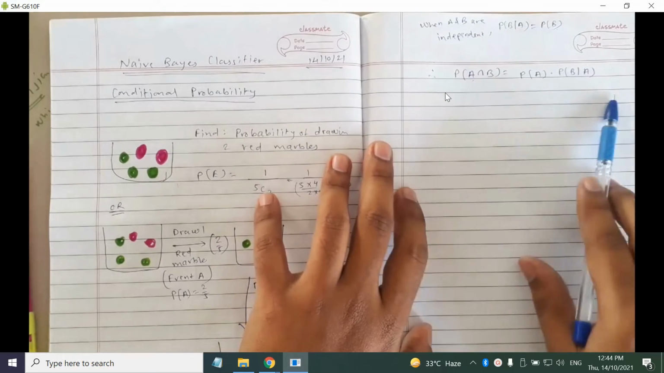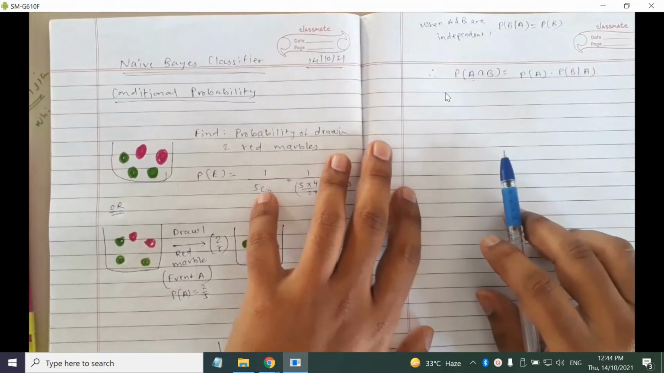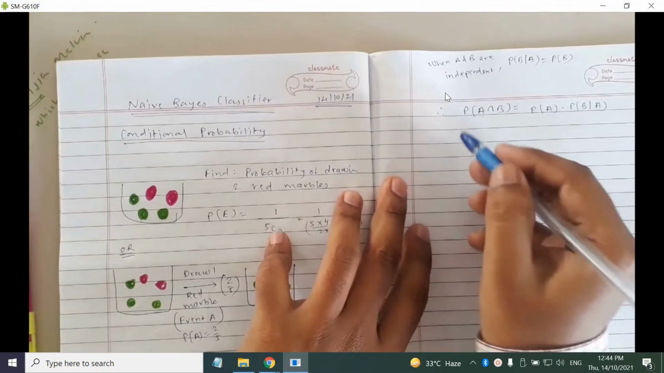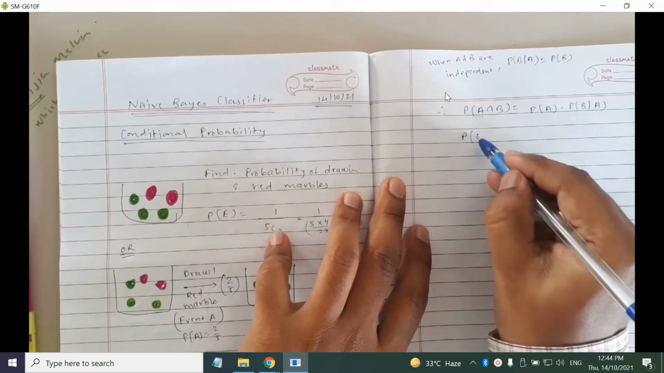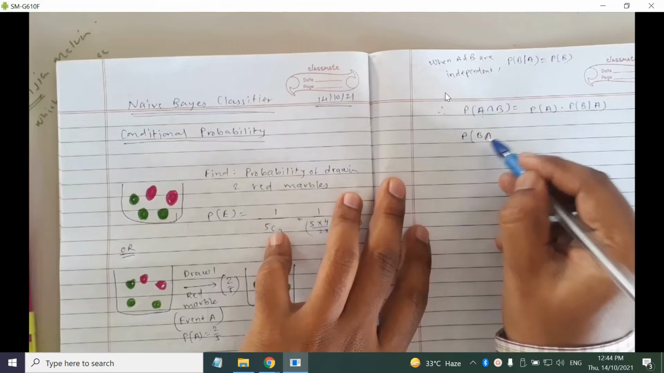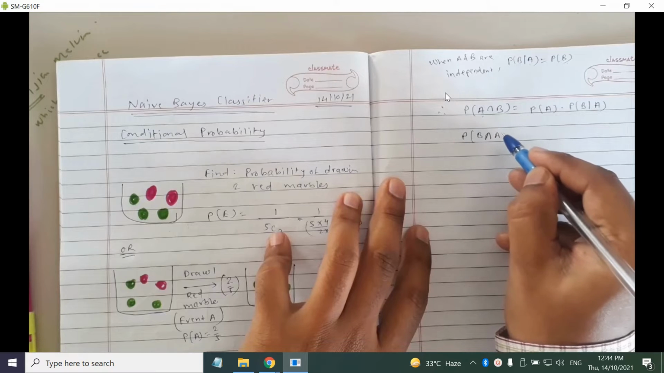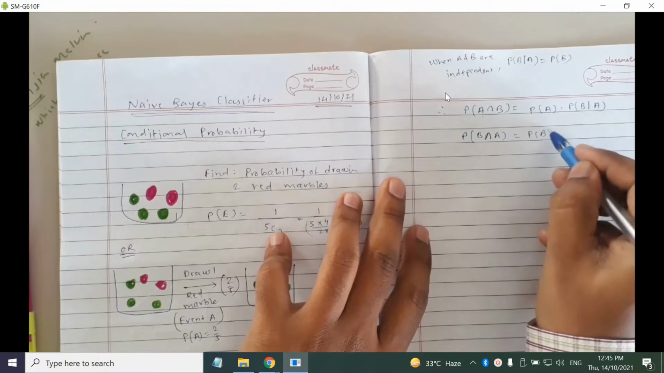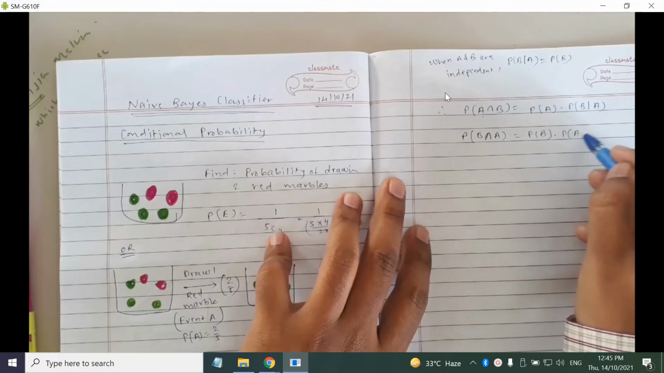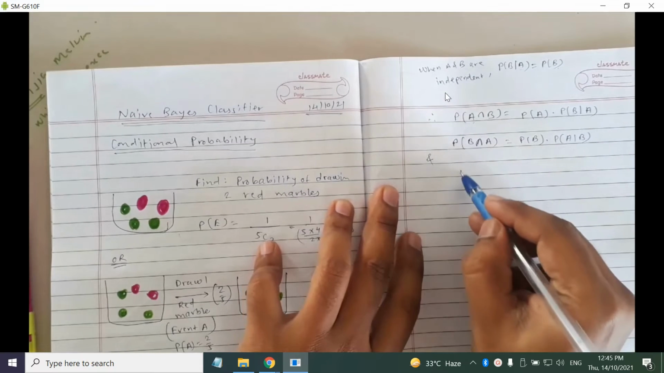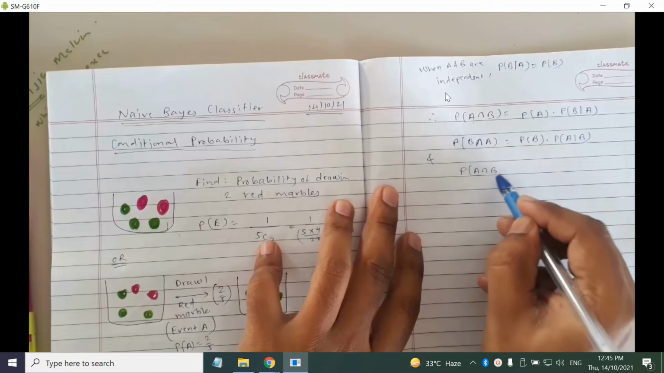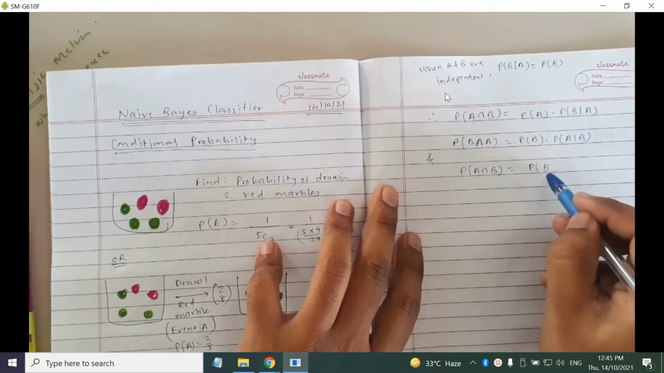So you are familiar with this equation, right? Okay. Now we know that this AND operation is commutative, right? So if I replace A with B and B with A, can I write like this? And we know that probability of A intersection B is probability of B intersection A.